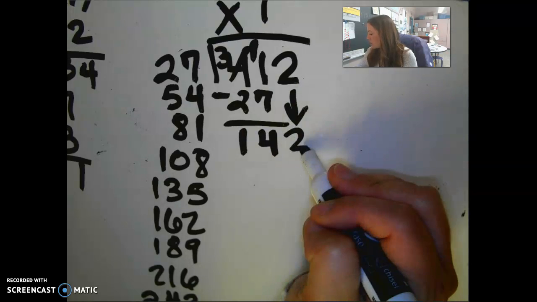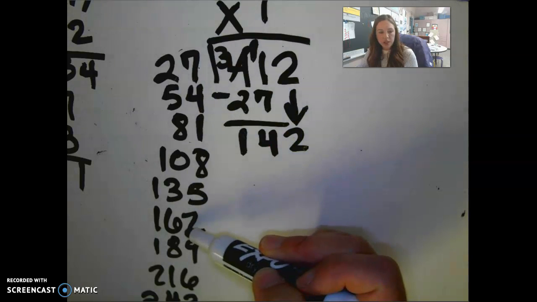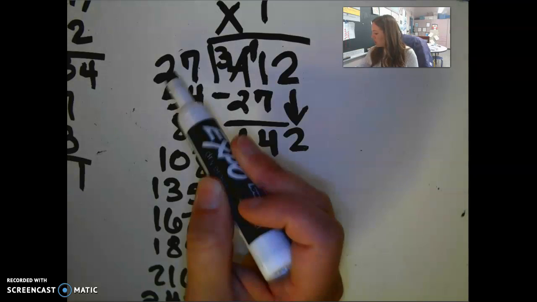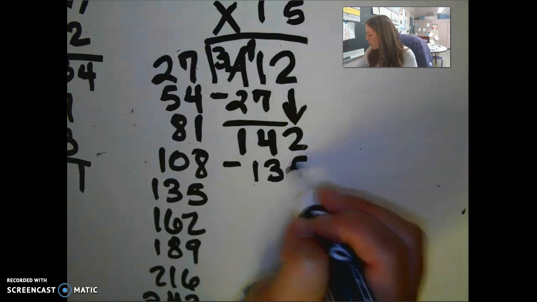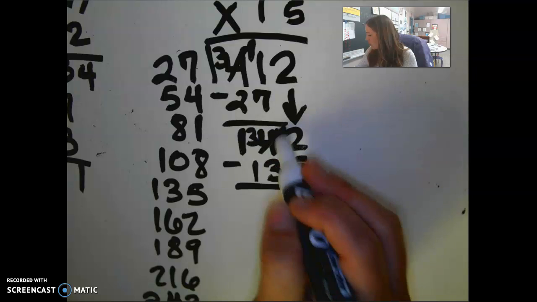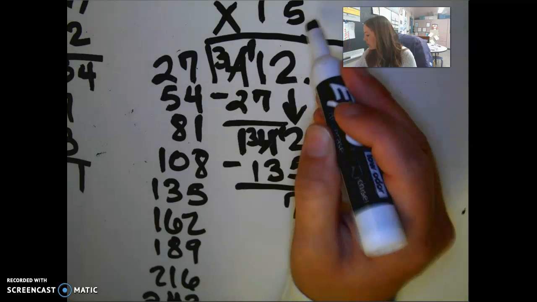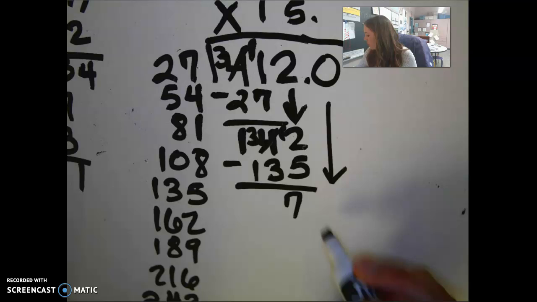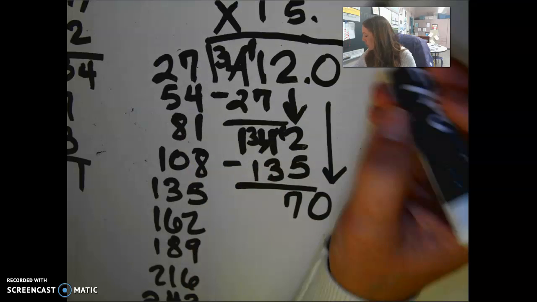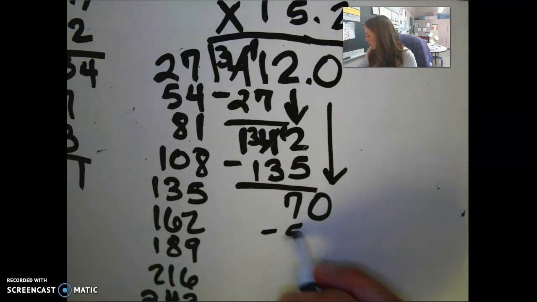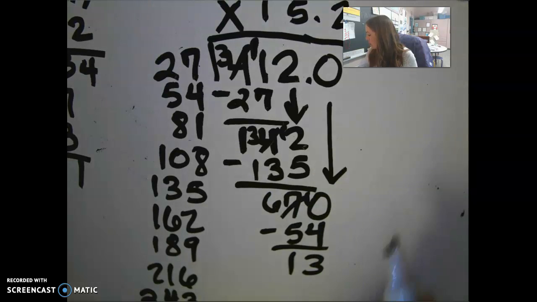Bring down my 2. How many times does 27 go into 142? Well, the closest without going over is this multiple. 1, 2, 3, 4, 5. So let's subtract 135. And we get 7. So this is where we got caught up because we wanted to put a decimal, which is great. Bring down the 0. 27 goes into 70 twice.